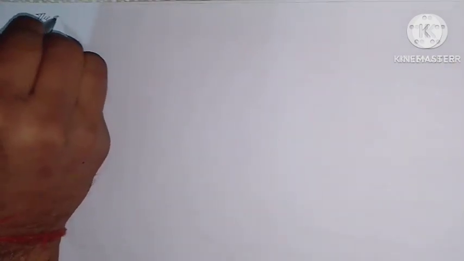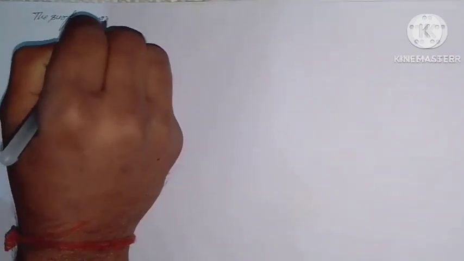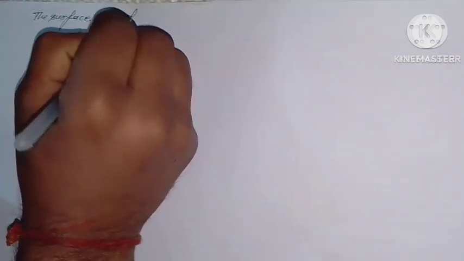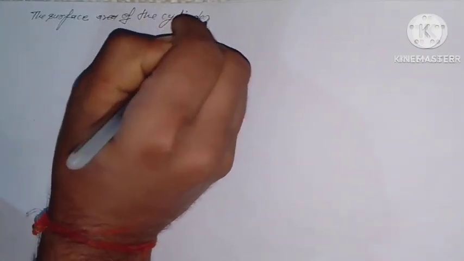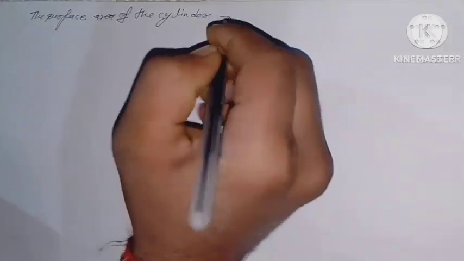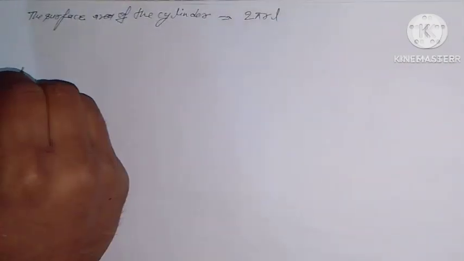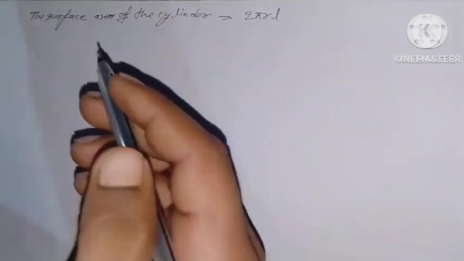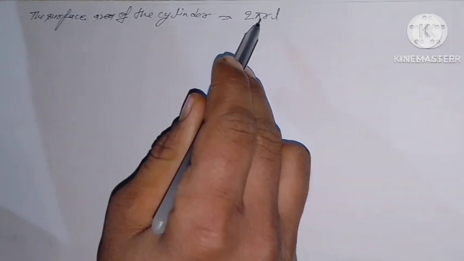The surface area of the cylinder is 2 pi r L.